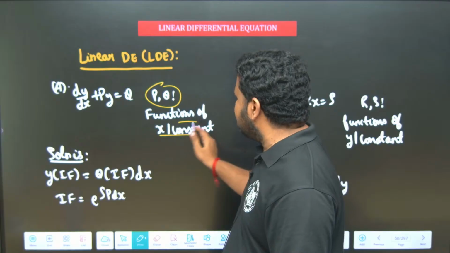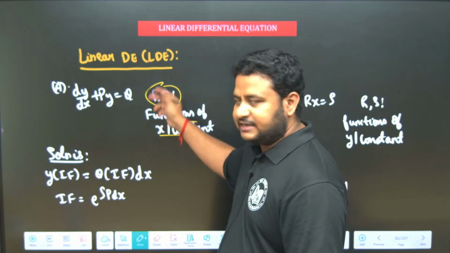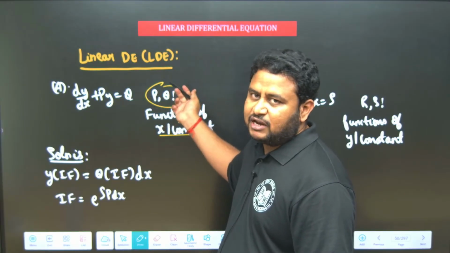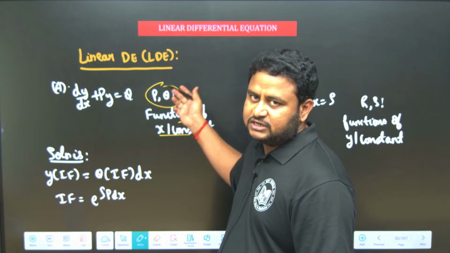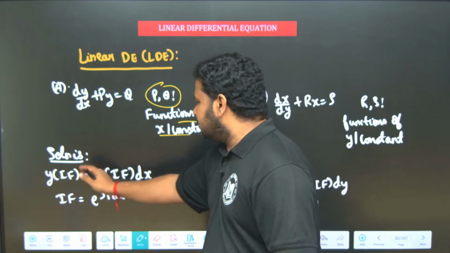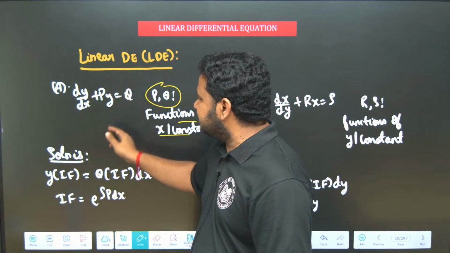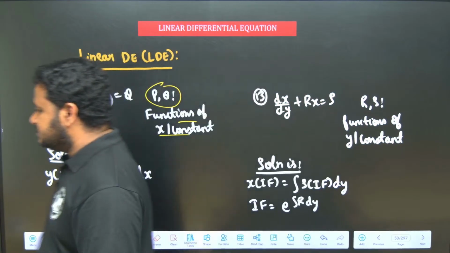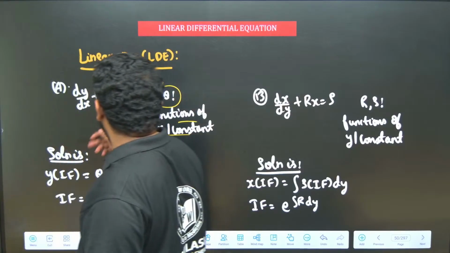Okay, p and q are functions of x, or they can also be constants, like p can take the value of 1 or q can take the value of 1, any constant value, such as 2 or 3. Now, how do we find the solution for this differential equation?